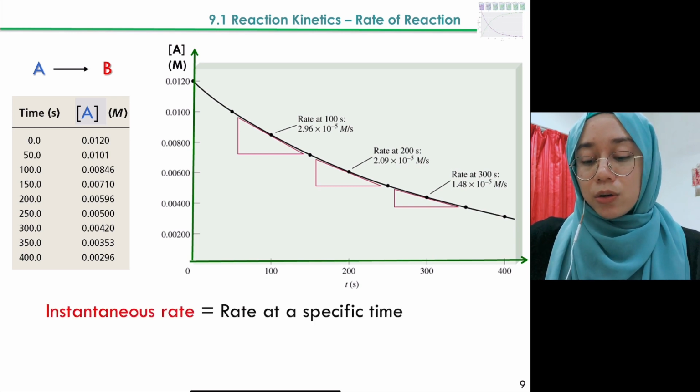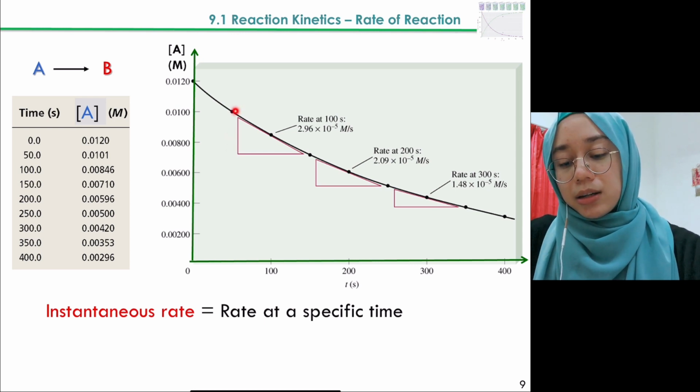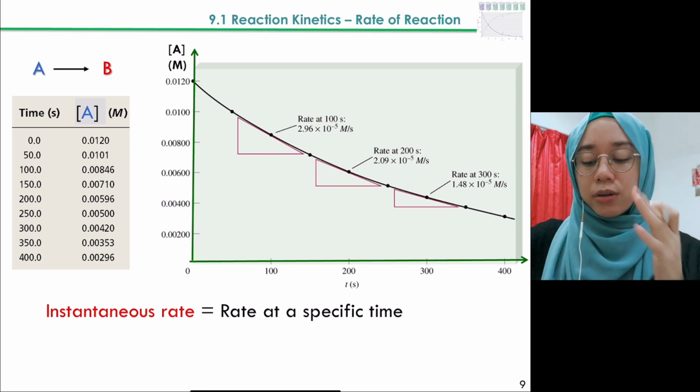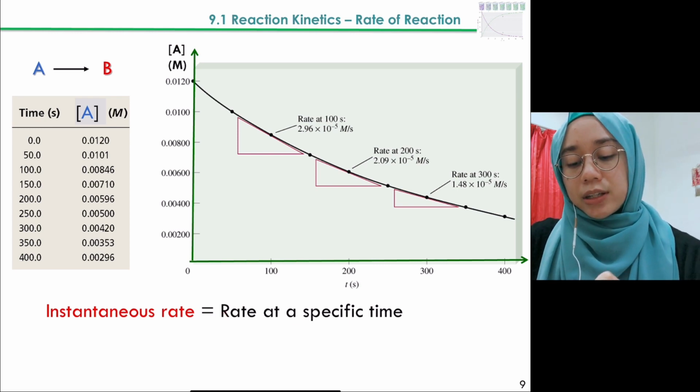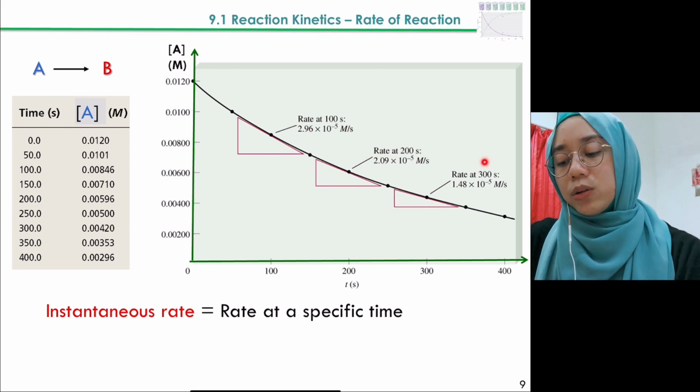Okay, so the one yang kamu tengok triangle kat sini, itu sebenarnya adalah instantaneous rate. Okay, so rate at a specific time. For example, the first one dekat sini yang kamu nampak itu adalah rate untuk 100 second. Okay, and then yang kat second ni pula adalah rate untuk 200 second. Rate yang ketiga ni pula adalah untuk 300 second.